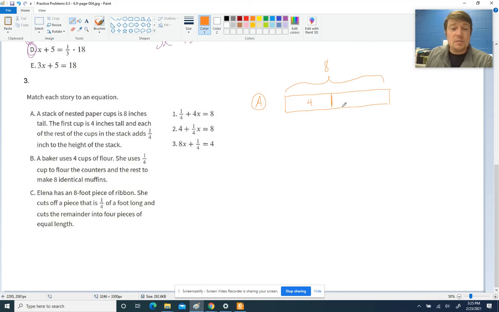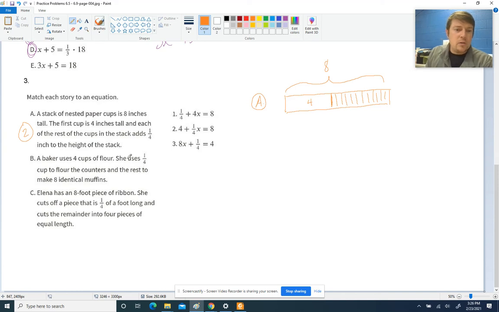And then it's going to be split up into every cup that's added adds a quarter of an inch. So you're going to be taking all these extra little x's, but we don't know how many. We know that every one of them is a quarter. So which one has 4 plus a quarter of a bunch of different x's? That would be number 2. So I'm going to match that one up with number 2.